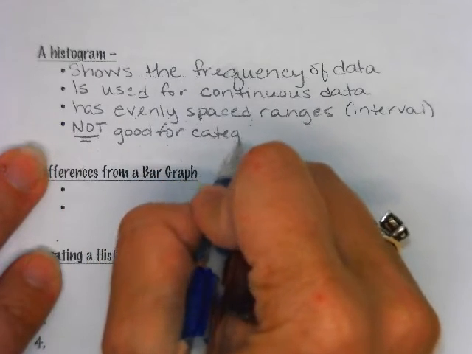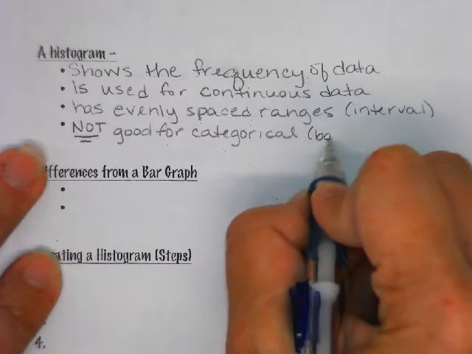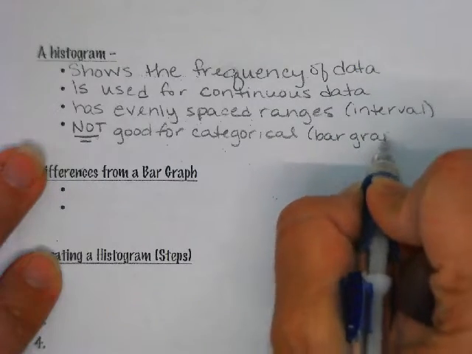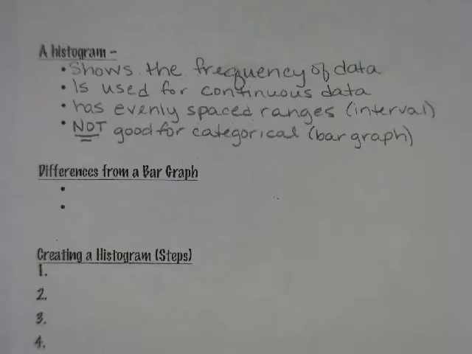What do we use for categorical data? Do you remember? A bar graph or a dot plot? Good. Okay, so those are the things that we use a histogram for.